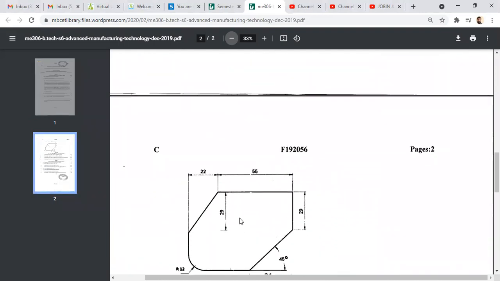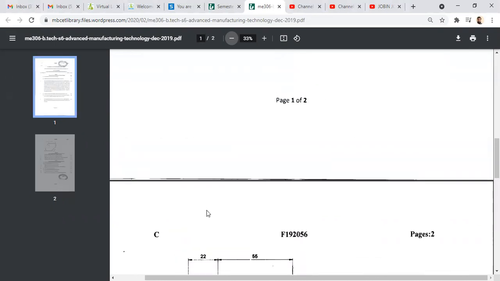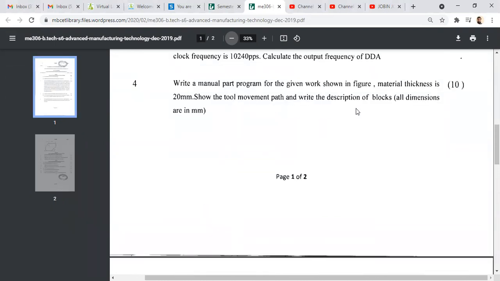So this is the workpiece and all dimensions are given. This distance is 55 plus 22. This is 29. This angle is 45 degree, 31, and this is 29, and this radius is 12. So show the tool movement path and write the description of blocks. Material thickness is 20 millimeter.